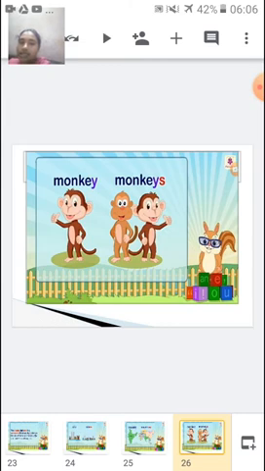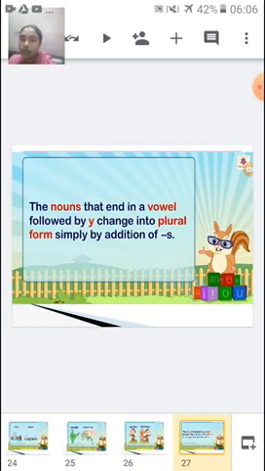And next it is monkeys. So it is not IES, whereas it is just a plain S that gets added to monkey. Okay, and next rule we have, the nouns that end in a vowel followed by Y change into plural form by simply adding S. So last time we learnt about consonants followed by Y, and this time we are going to learn about vowels followed by Y.